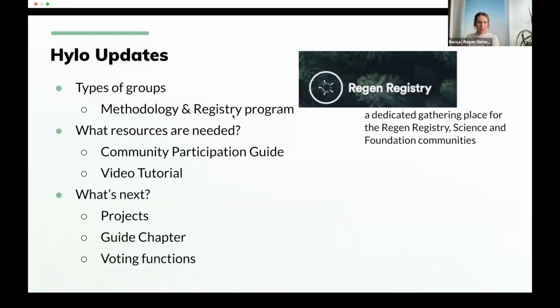So folks can come in and find relevant topics, find different folks working on methodologies, ask questions. We've got a lot of different things in mind, but it's really meant to be that gathering space. And so the things that we've been working on, I'm going to share my screen.